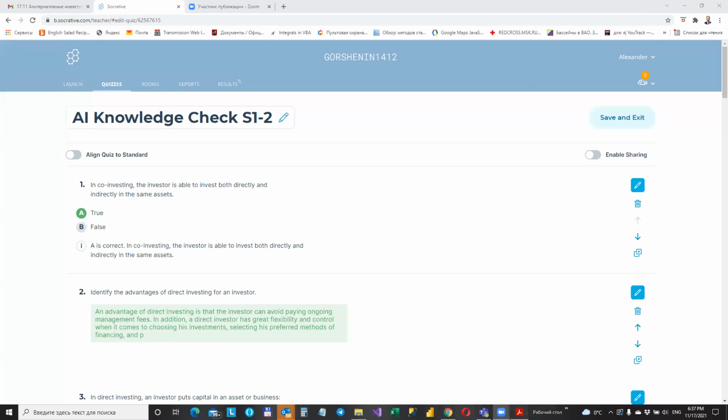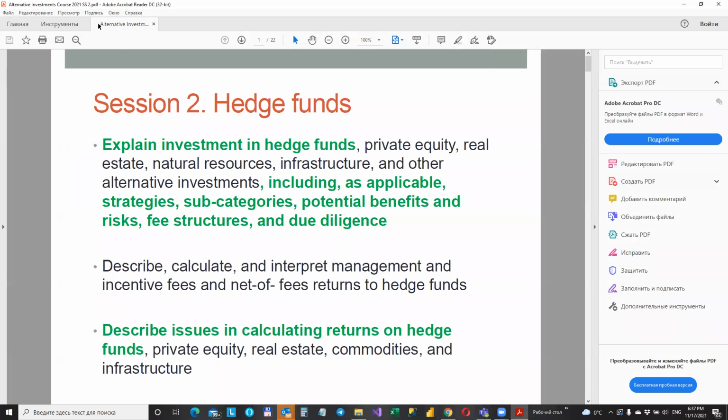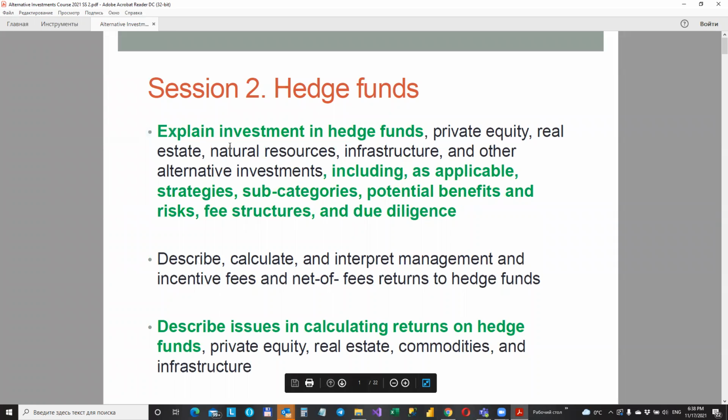Okay, so let's move on. And today we will talk about the hedge funds. I will switch to demonstration. So here's hedge funds. And we will discuss and explain investment in hedge funds and discuss and explain its strategies, its subcategories, potential benefits and risks, fee structure, and the process of due diligence, and some specific features of these processes.